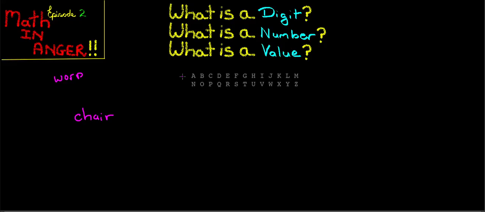So we use these pictures to make words. And each one of these pictures is called a letter. And the word letter refers to the picture, not the meaning of the picture. Thing is, I'd like you to notice something.